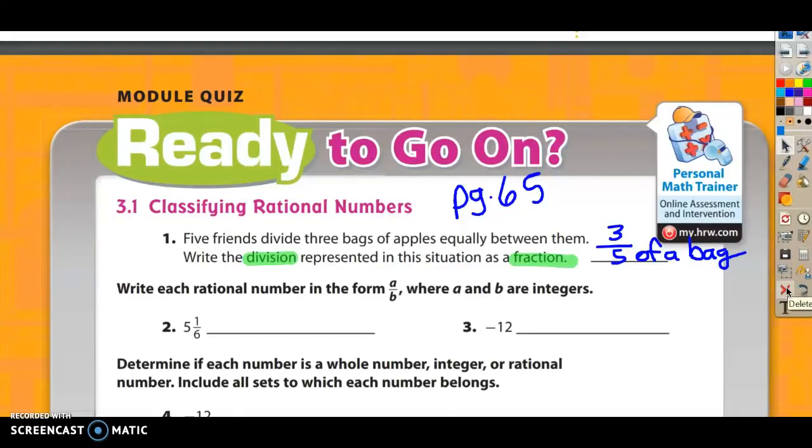It says write each rational number in the form of a over b, where a and b are integers. In other words, can we write this just as a plain fraction? And we can. In this case, it's going to be an improper fraction. So I'll remind you that we take 5 and 1/6, and we do 5 times 6, and we get 30. Plus 1 is 31. It's 31/6. And number 3, can we write negative 12 as a fraction? Yes, every whole number, every integer can be written as a fraction. It's itself over 1. All right, good. Let's move on to the next set.